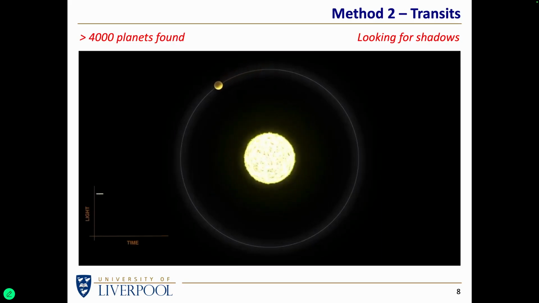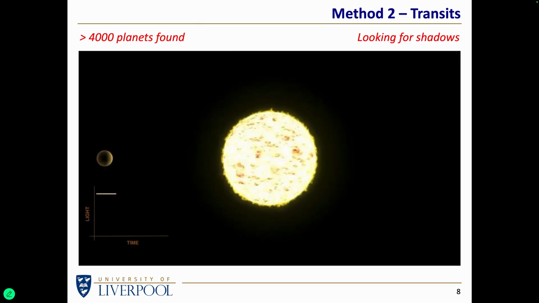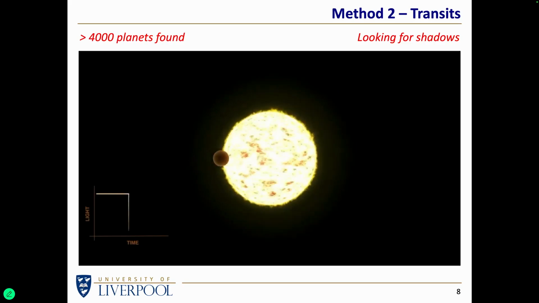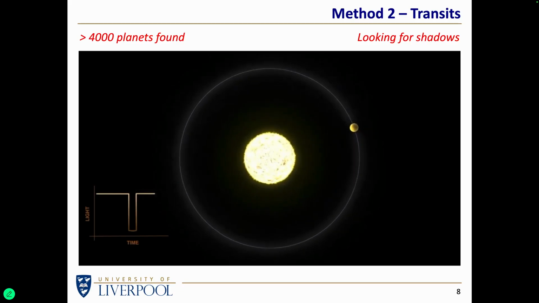Method number 2 is looking for transits, and this is a situation where we have to have the planet moving in front of the star. We can't see what's going on as seen from above, but if a planet moves in front of the disk of a star, then we get a drop in the light output, as indicated by that little cartoon on the bottom left, showing you the amount of light coming from the star as a function of time.